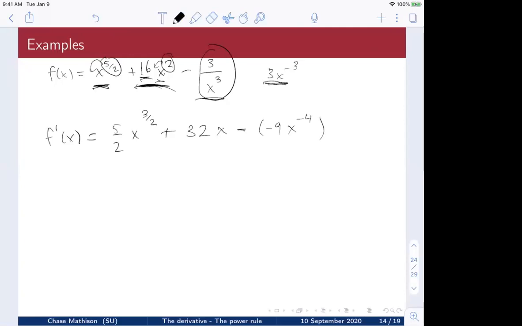All right, and notice that we keep this minus out in front here. Oops, I don't want that to look like an equals. We keep that minus right there. And then we are also getting a minus from when we bring the negative 3 down in the front. So overall, this is going to become minus 9. That's going to be a plus 9 there at the end. So we're going to get 5 halves x to the 3 halves, plus 32x, plus 9 times x to the minus 4. Okay. Are there any questions on that?